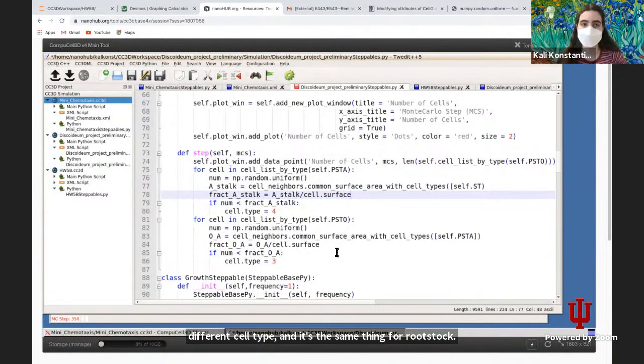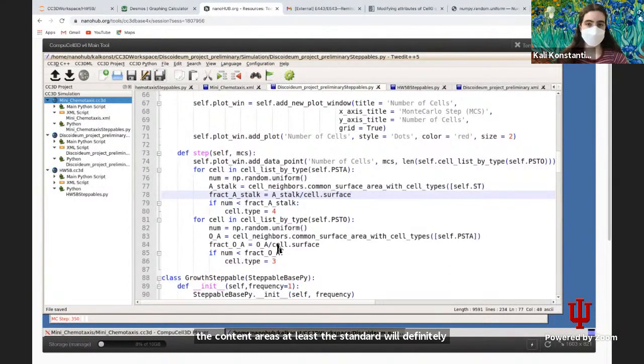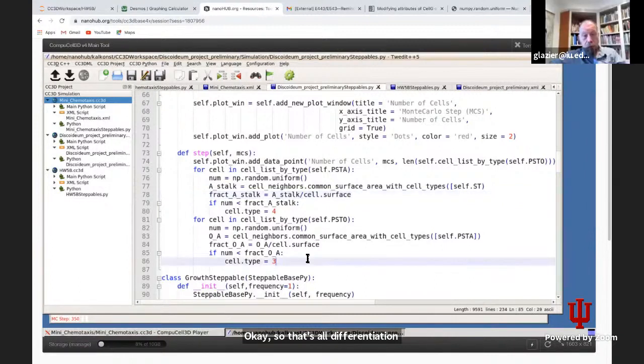That was my interpretation of the paper, because it didn't give a threshold saying, oh, if the contact area is at least this, then it will definitely differentiate or something like that. Okay, so then that's cell differentiation. Any comments? I have a comment.